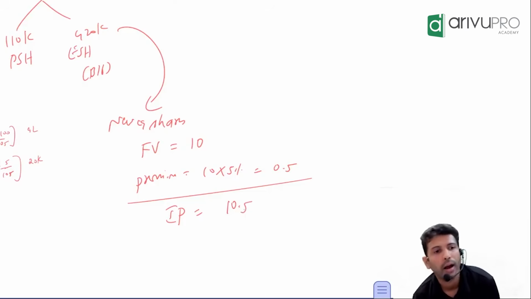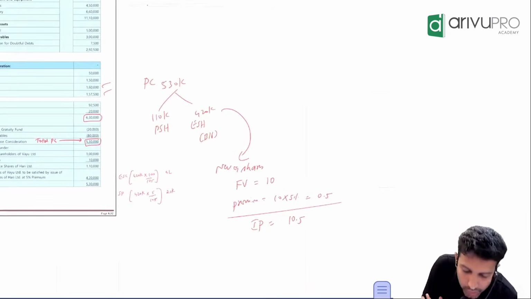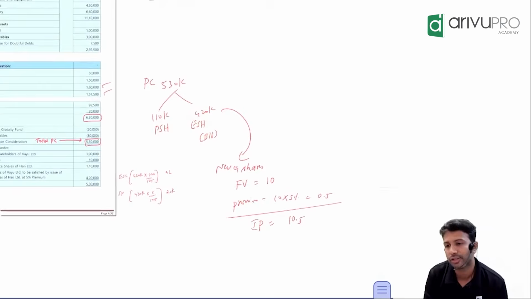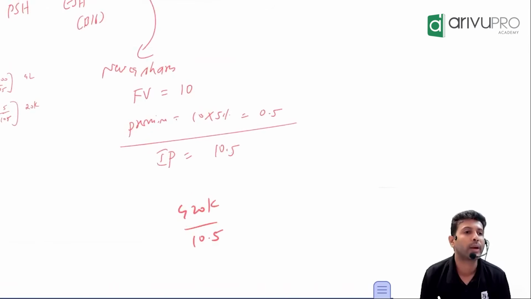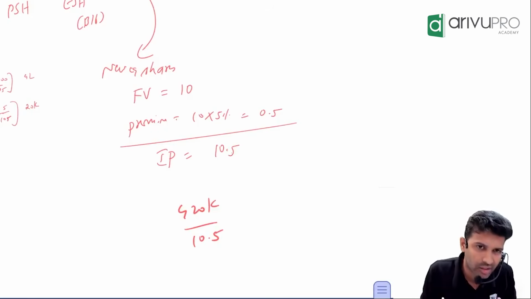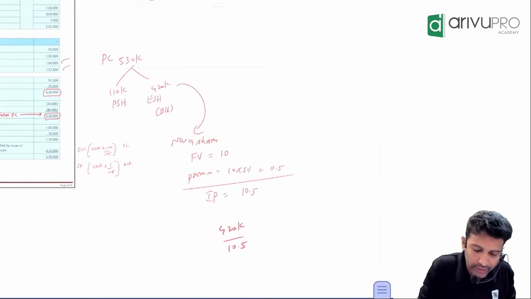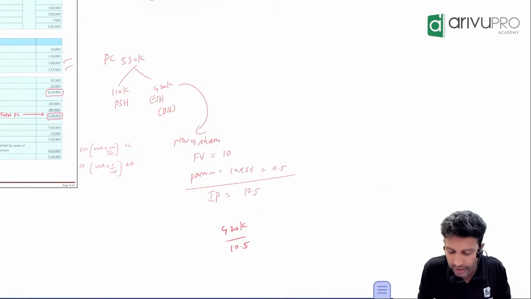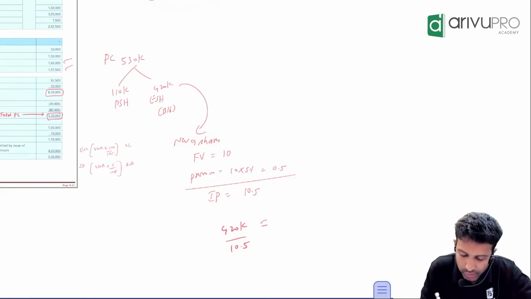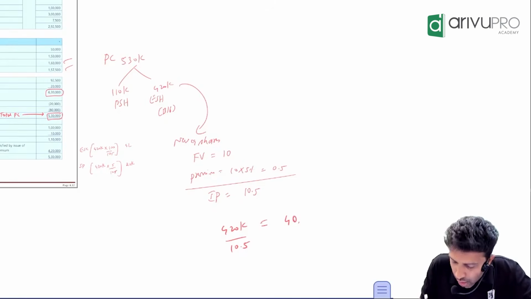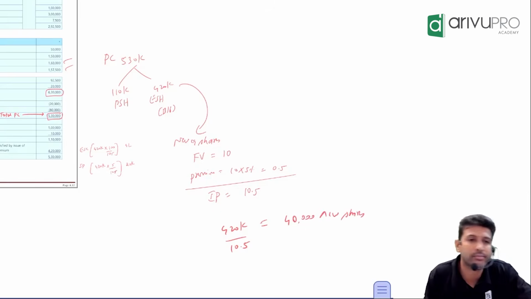How much do you have to give? 4,20,000. You have to totally give 4,20,000 to the equity shareholders, and the worth of one new equity share is 10.5. So how many shares do you have to give? 40,000 new shares the company has to give.